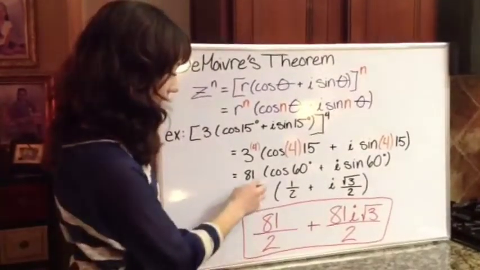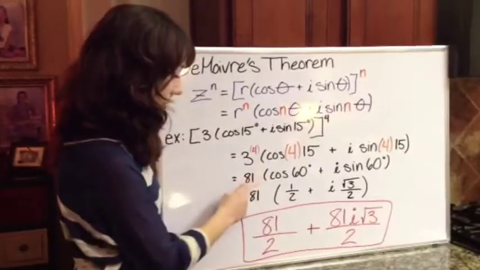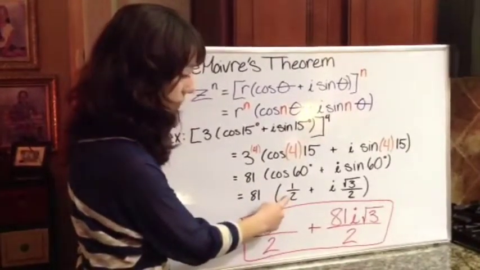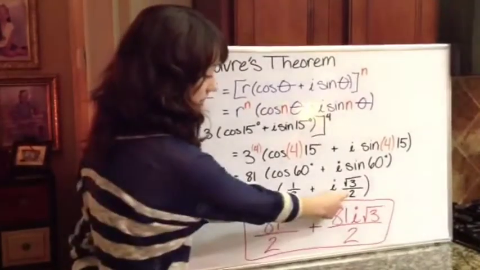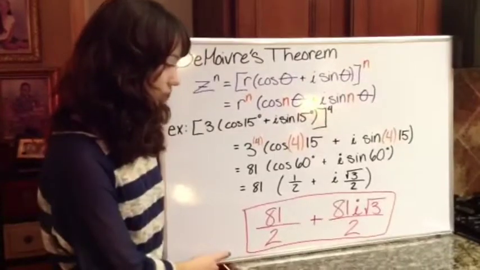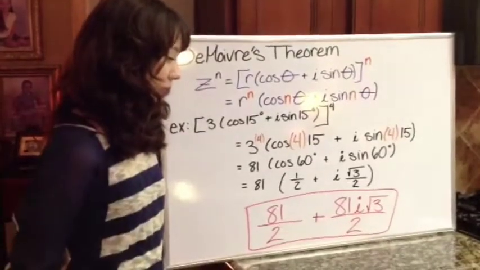So you're going to get 3 to the 4th power, which is 81. Then you're going to distribute the 81 to the cosine of 60, which is 1/2, and the sine of 60, which is root 3 over 2. And you're going to get the answer of 81 over 2 added by 81i root 3 over 2.